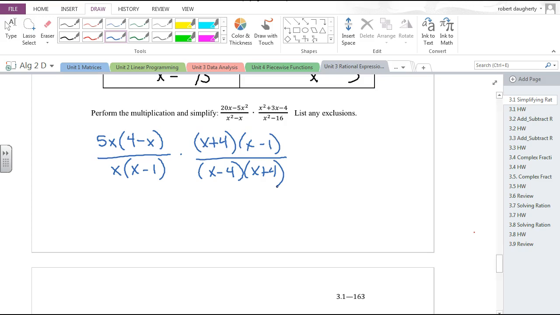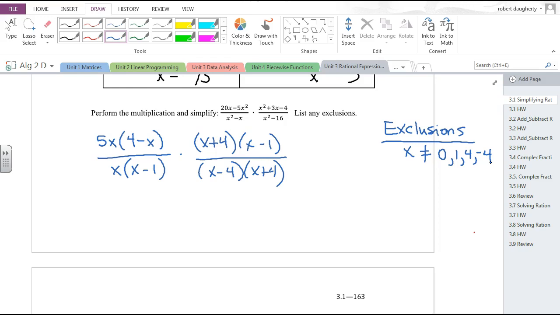Okay. So what are my exclusions? x cannot be what? What is the exclusion here? x cannot be, I'm looking at this one, 0. x cannot be 1. x cannot be 4 or -4. So x cannot be 0, 1, 4, or -4. Okay. Now, I've got it in fully factored form.